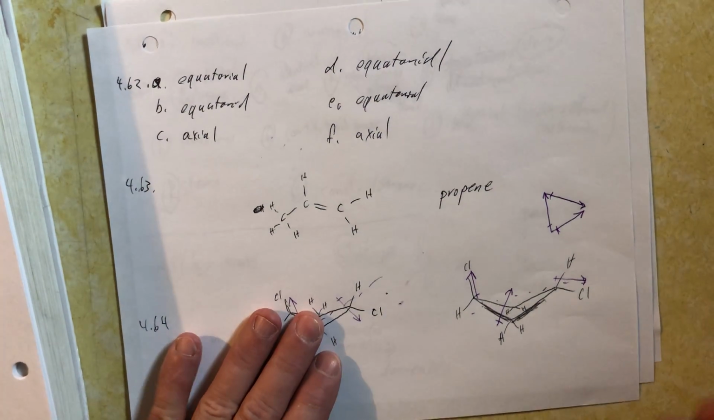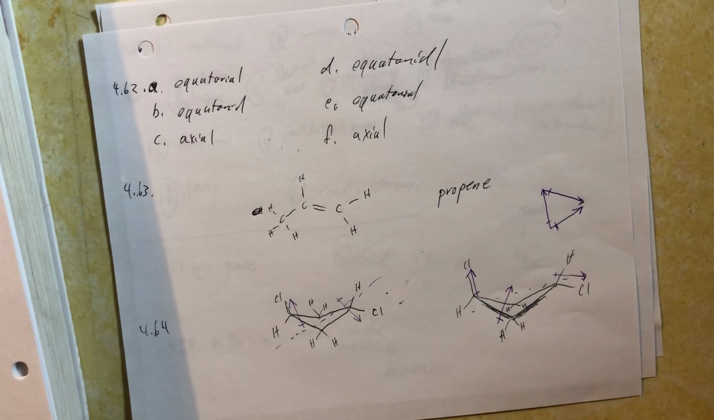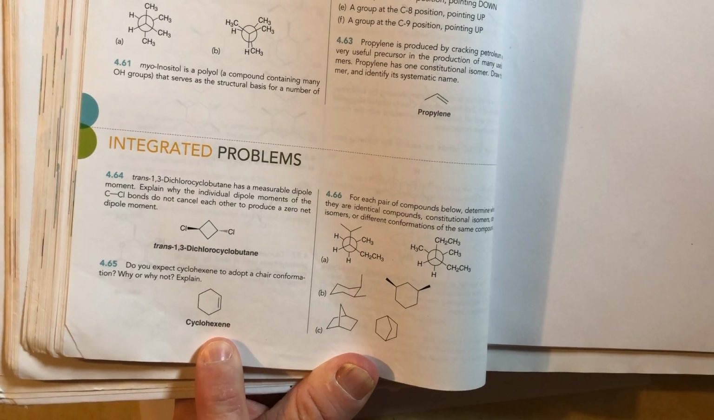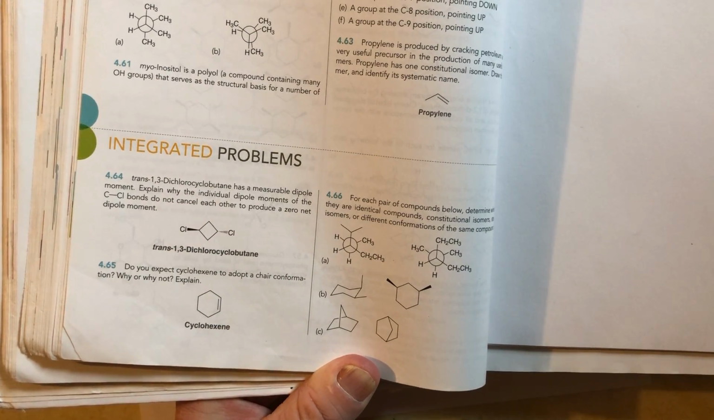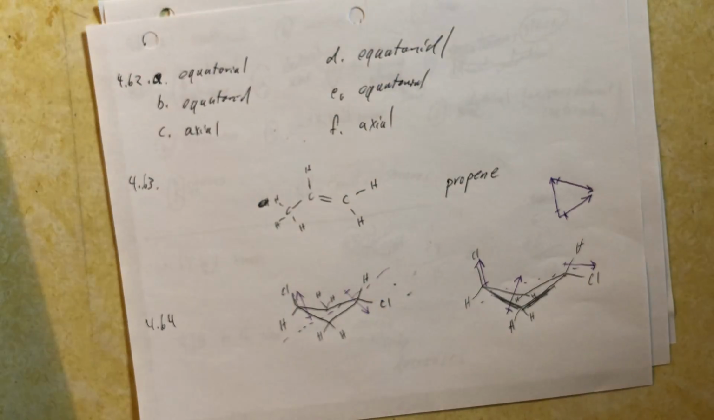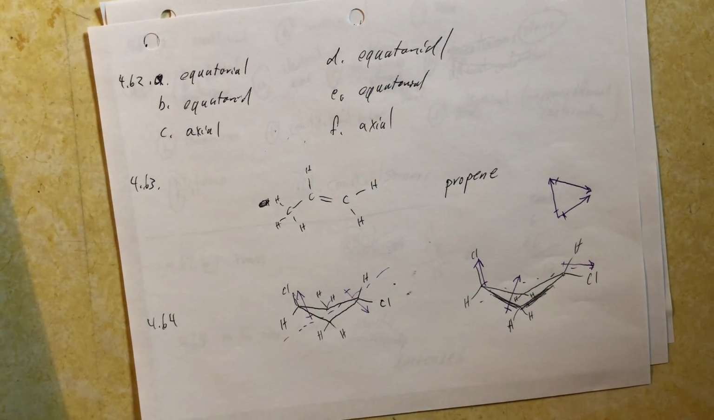The last one that we were doing in the last video was this cyclohexene one. Is that going to be a chair conformation or not? Why or why not? When I looked at that, I was thinking about it and thinking about it. Figured out maybe it comes out to something like half chair. Then I realized I could make it on the model. Didn't realize that at first.